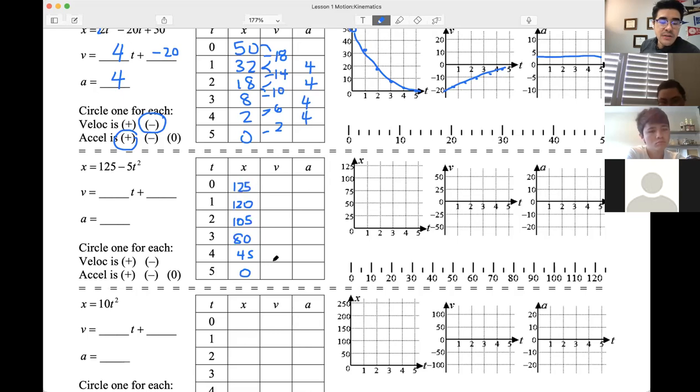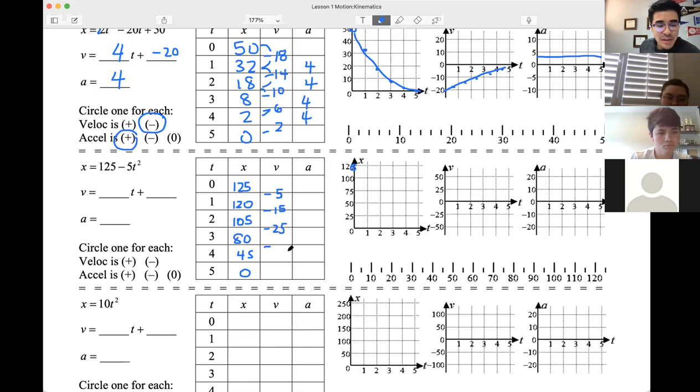Okay, so what's the velocity for the first one? Positive 120? No. Remember, the velocity is the change in displacement. That change is 5, and don't be tricked like me. It's -5 because it's going down. What's the next one? -15. Yep, -15. And then -25.